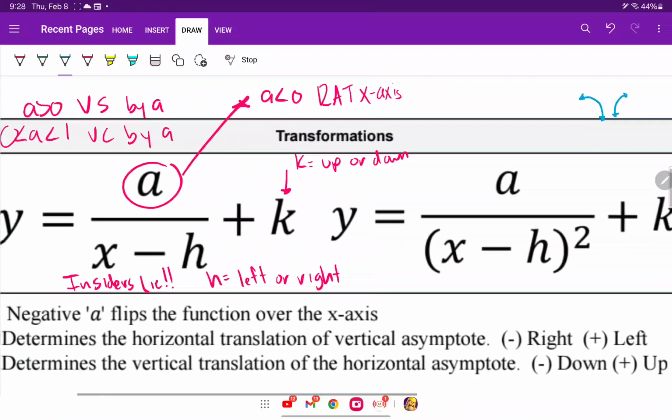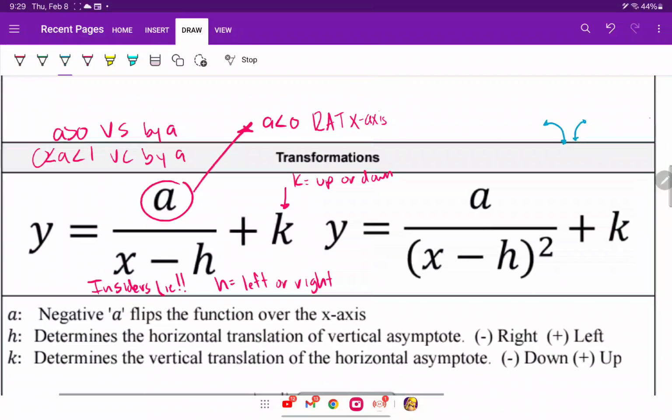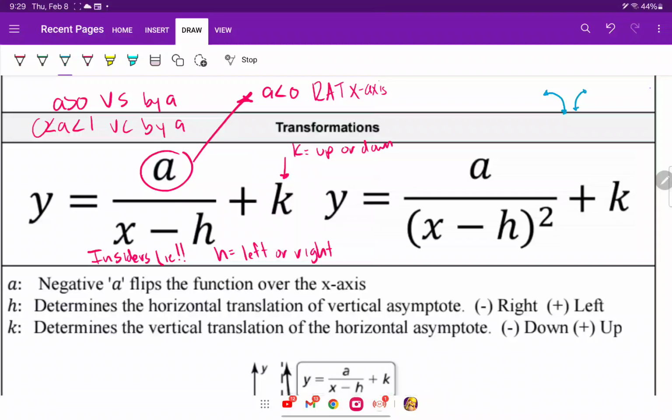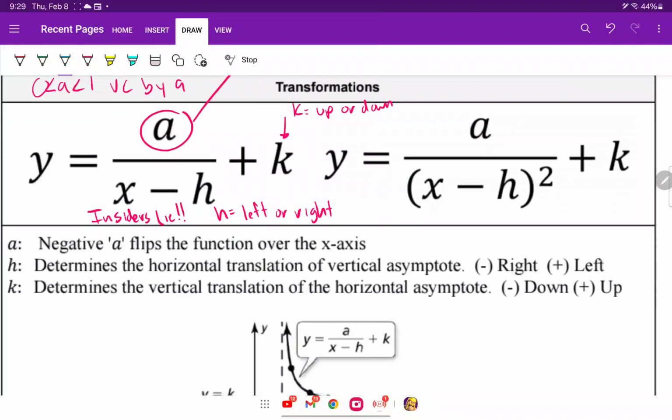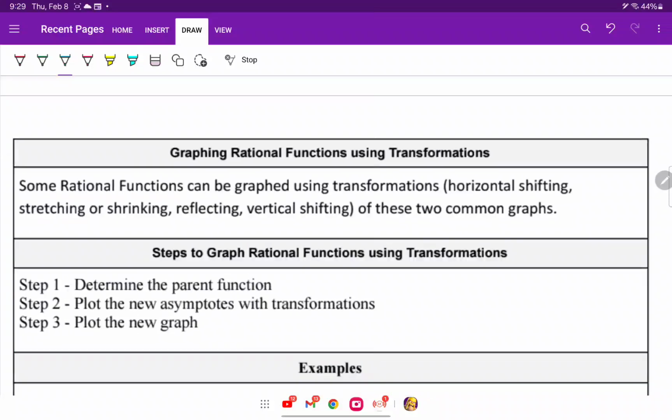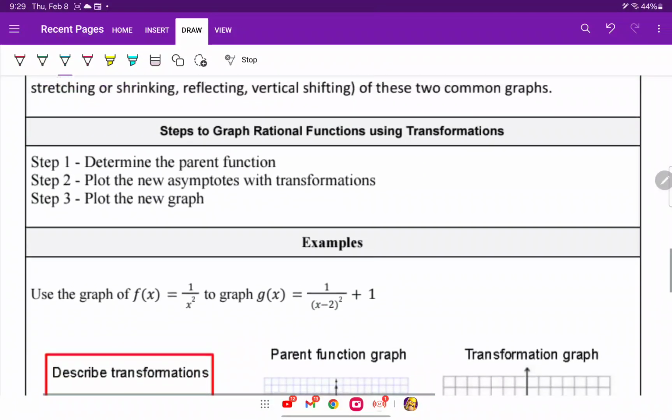Whereas over here, if our a was negative, then it would switch from quadrants 1, 3 to quadrants 2 and 4. And right here, actually, it tells us, I didn't see that, but it says negative a flips the function over the x-axis. h determines the horizontal translation, left or right. Remember, insiders lie, and k moves it up or down. Okay, so let's go ahead and get to these. They're very easy to do.